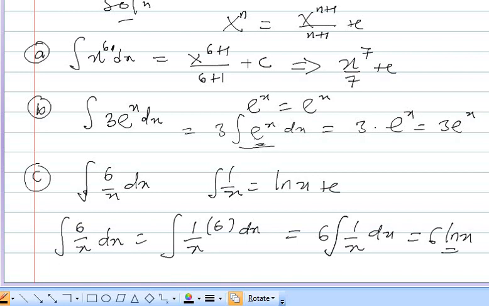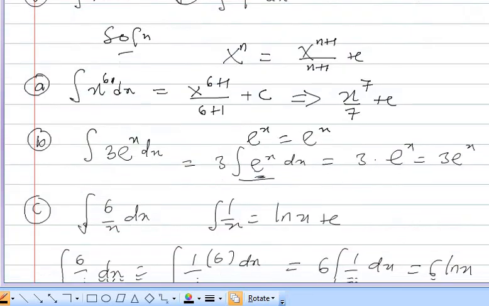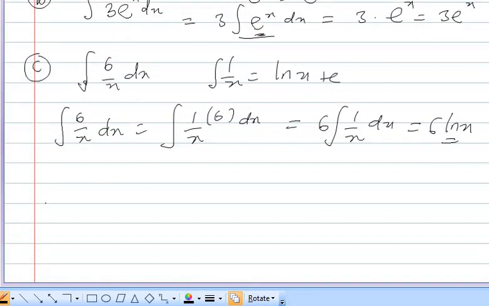Next is question D, find the integral of 5 sin x dx. So the integral of sin x is just what? It is minus cos. So we can say it's minus cos x plus c.